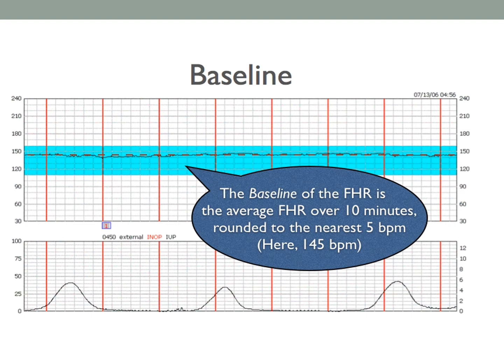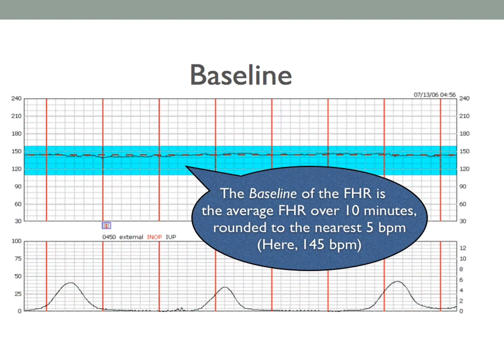So back to baseline, it's important that we understand what baseline means. In this case, the baseline of the fetal heart rate, or always, in OB's case, it's the average fetal heart rate over 10 minutes, rounded to the nearest 5th beat per minute. In this case, the baseline is 145.